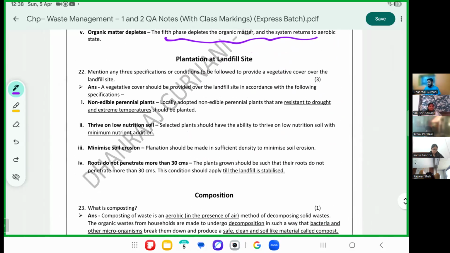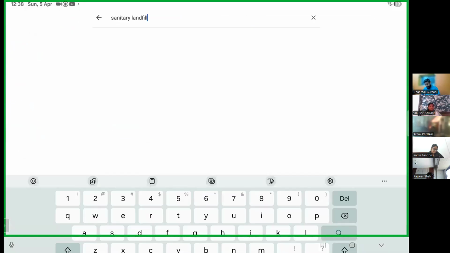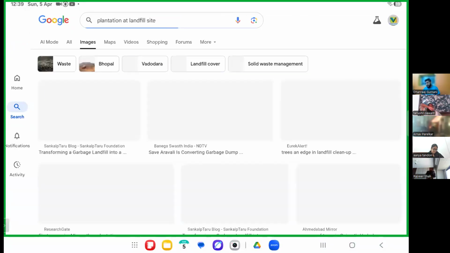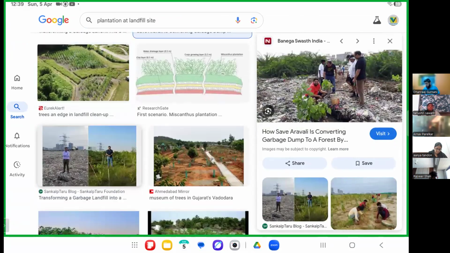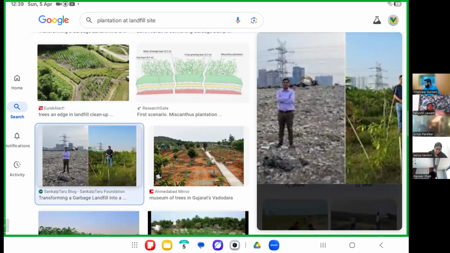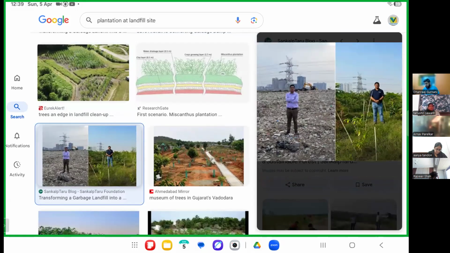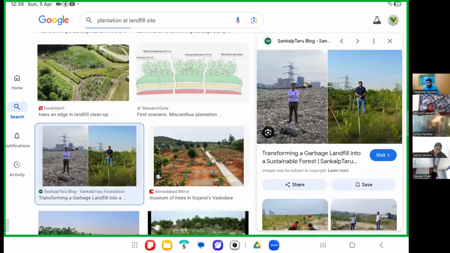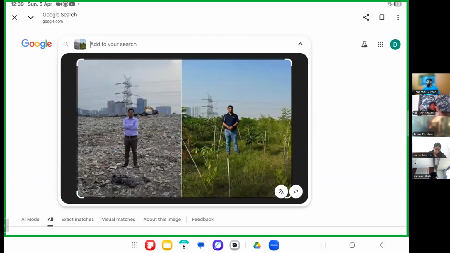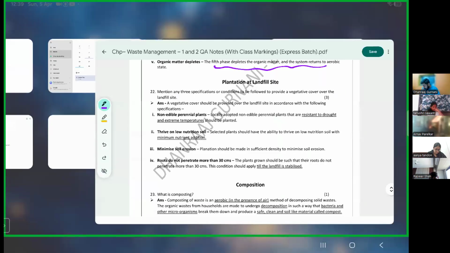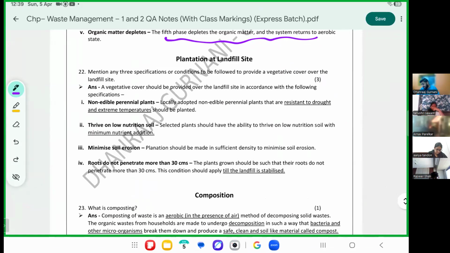Last two, plantation landfills. This was an example. Look here, this was a landfill. Before and after image. This landfill has been converted into a plantation site. Can you see before and after? That means now you grow plants there. A vegetative cover is grown over the landfill.